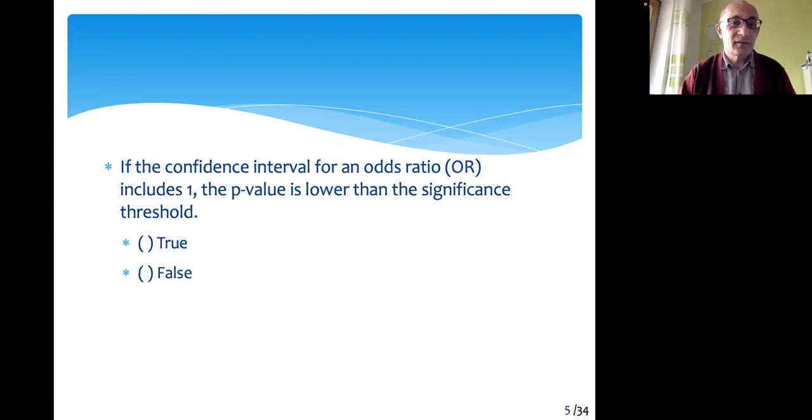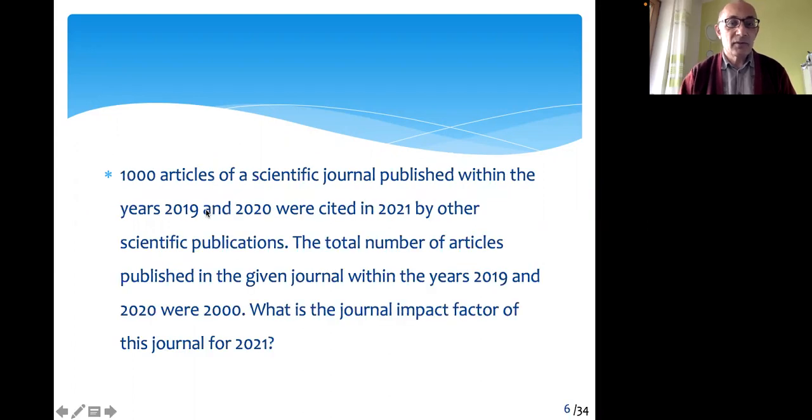That's the question. The next one, if the confidence interval for an odds ratio includes 1, the p-value is lower than the significance threshold. What was the significance threshold? It was less than 0.05. So, is this true or false? Confidence interval for an odds ratio, including 1. There was a rule about that in our previous session.